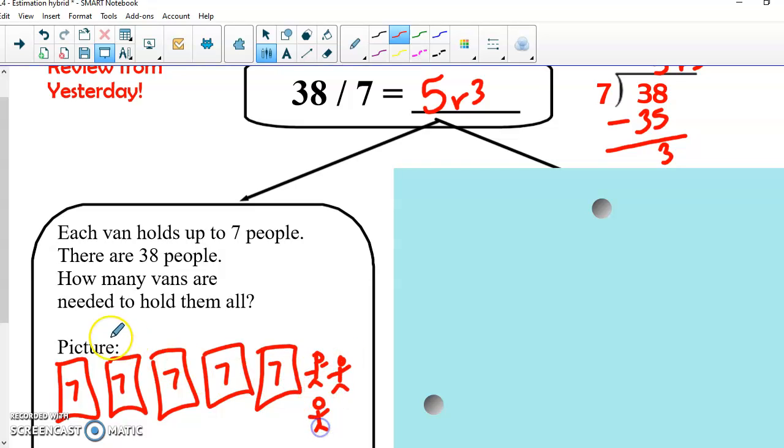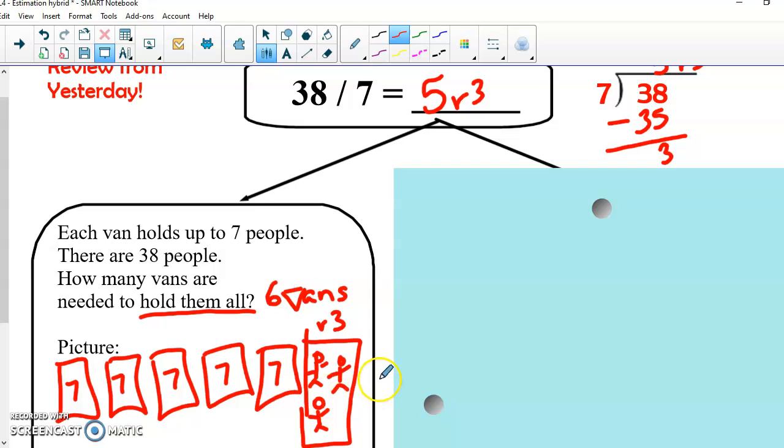Now that's not acceptable because the question says how many vans are needed to hold them all. So with a remainder of 3, we would actually need 1 extra van for those poor 3 people. We don't want them left behind. So that means that we wouldn't need just 5 vans. We would actually need 6 vans to hold all of the people.